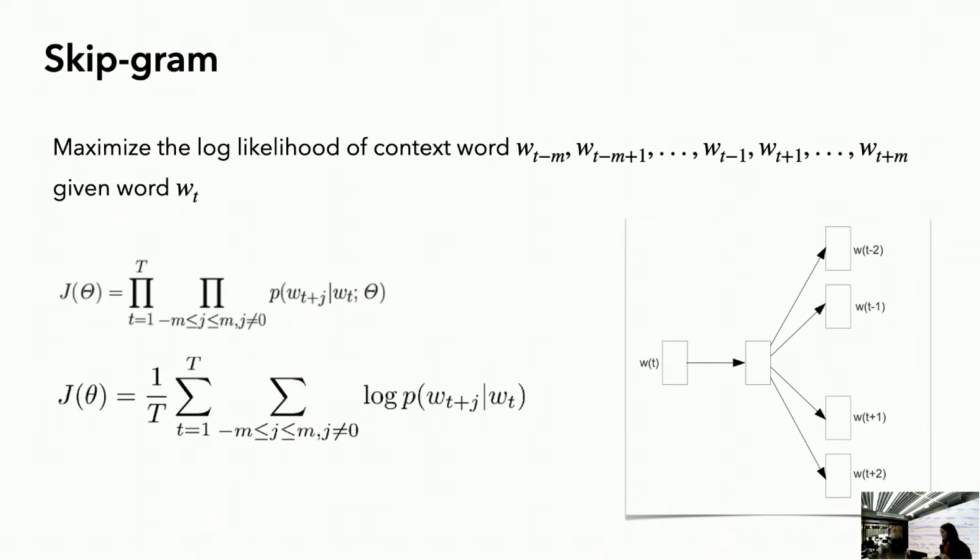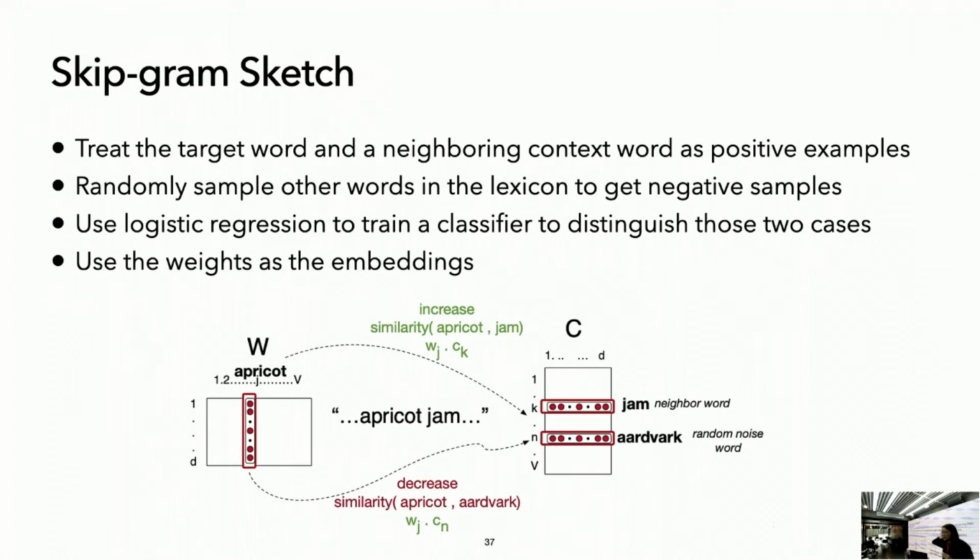To give you a high-level sketch of the algorithm, if we are going to train, let's say, word2vec for a new language, we treat the target word and the neighboring context words as positive examples. We randomly sample other words in the lexicon to get negative samples.